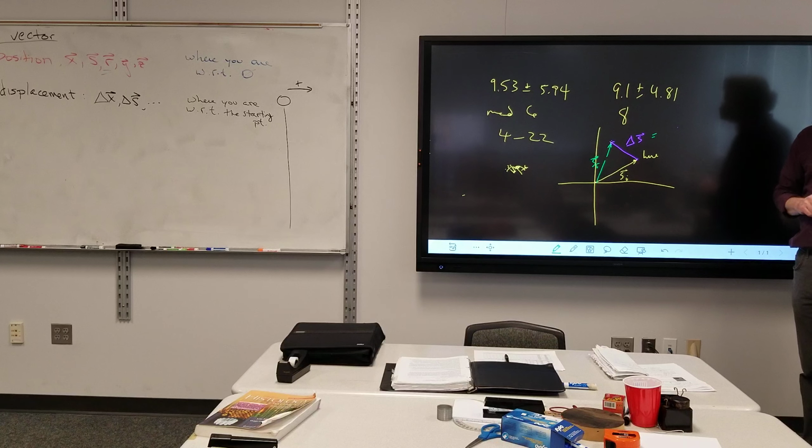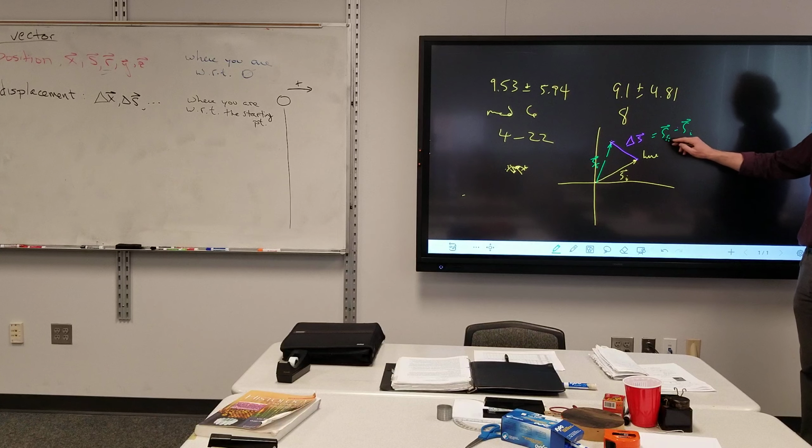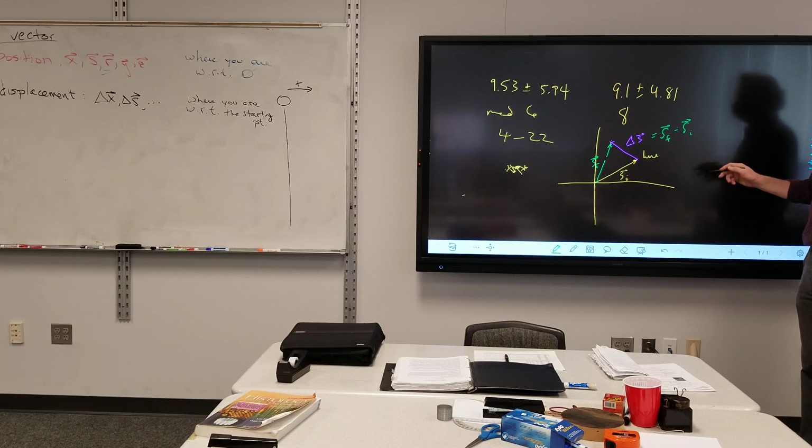I think I commented before, yesterday or the day before, there are not a lot of times that you can really use the word always, but one of the times that you can is that change is always the final minus the initial. So change in widgets would be final widgets minus initial widgets.